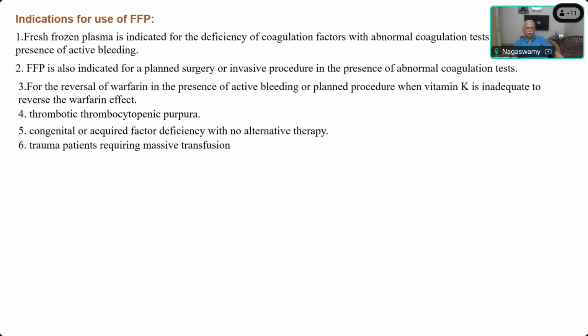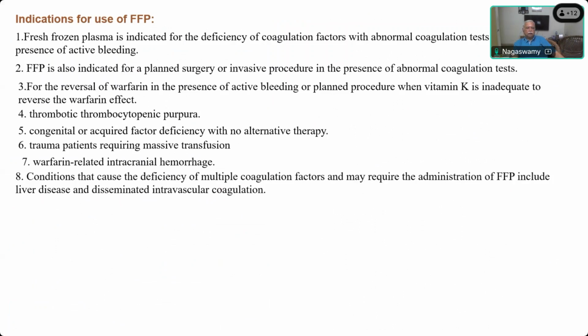Those patients also, the usual guidance is 1:1:1. That is how you give. So to prevent the dilution with all the other infusions that you give, FFP is indicated. And in warfarin related intracranial hemorrhage, in that condition also you can use FFP. And conditions that cause deficiency of multiple coagulation factors may require administration of FFP, like liver disease or disseminated intravascular coagulation. And FFP must be ABO compatible with recipient red cells.